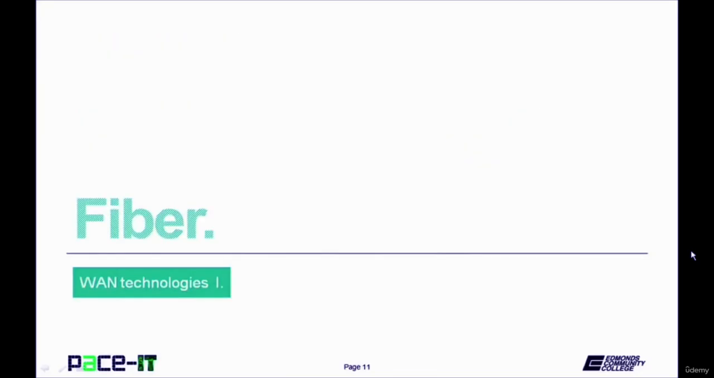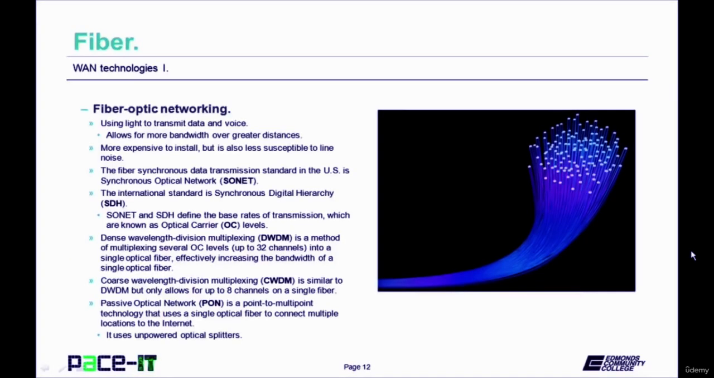Now let's conclude with fiber. Fiber optic networking is using light to transmit data and voice. This allows for more bandwidth over greater distances. Fiber optic networking is more expensive to install, but is also less susceptible to line noise.